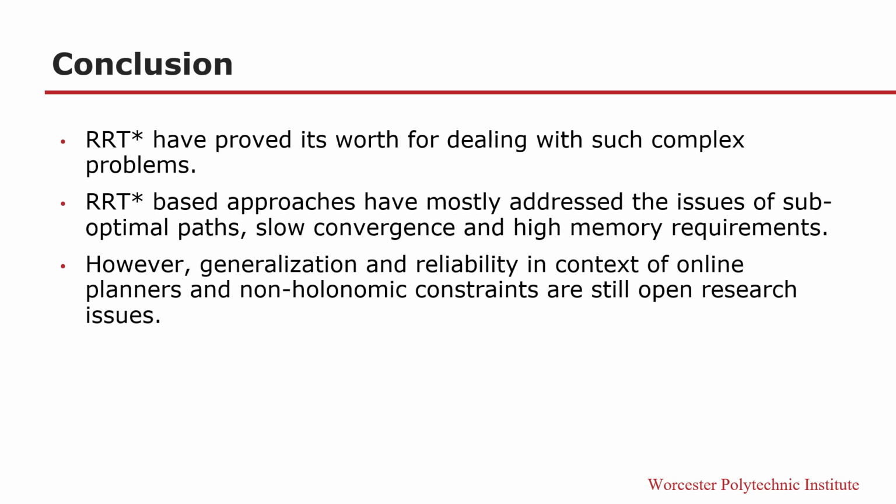To conclude the presentation, the traditional path planning methods are not feasible for non-holonomic, cluttered, and high-dimensional problems, while RRT star has proved its worth for dealing with such complex problems. This paper presents the review of major contributions in optimal path planning using RRT star and its variants in recent years. RRT star based approaches have mostly addressed the issue of suboptimal path, slow convergence, and high memory requirements. However, reliability in context of online planners and non-holonomic constraints are still open research issues.